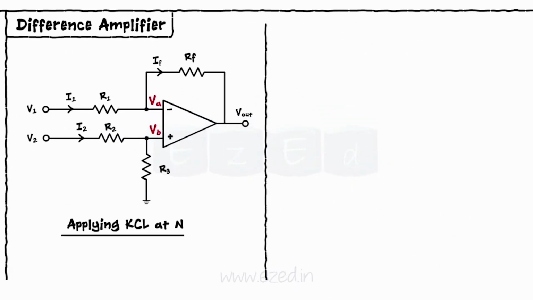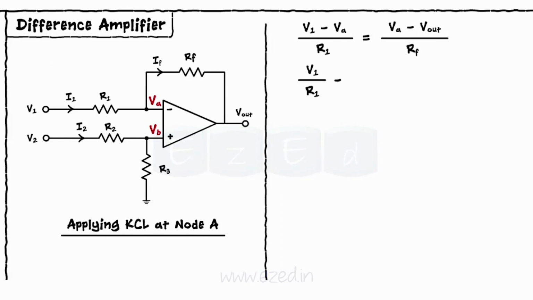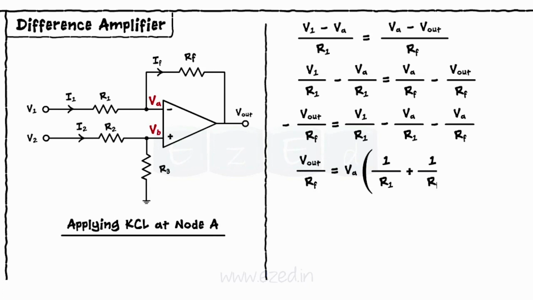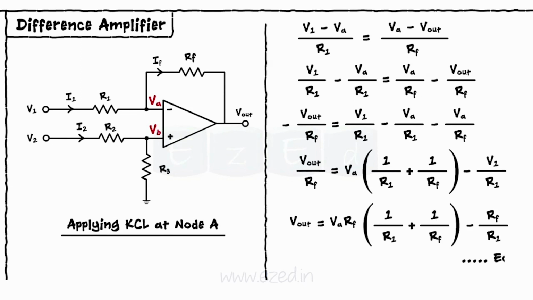Applying KCL at node A, V1 minus VA upon R1 equals VA minus Vout upon RF. V1 upon R1 minus VA upon R1 equals VA upon RF minus Vout upon RF. Therefore, minus Vout upon RF equals VA into 1 upon RF plus 1 upon R1 minus V1 upon R1. Thus, we get the following equation for Vout, which we call as equation 2.